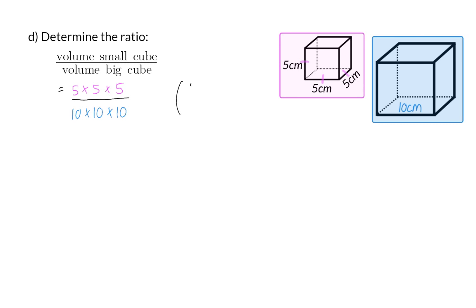You could have also written this as 5 cubed over 10 cubed. This is a ratio of 1 over 8, which means that the volume of the bigger cube is 8 times that of the small cube. The reason for this is that each measurement was doubled or multiplied by 2. So, in the end, we enlarged the cube by 2 to the power of 3, which gives us the 8 times bigger.